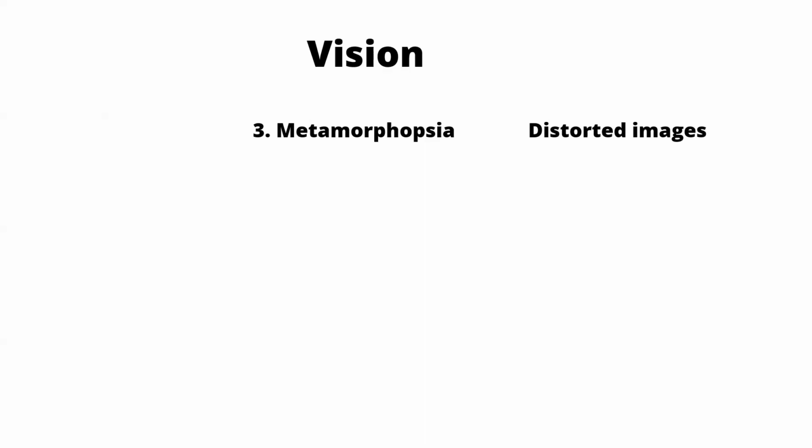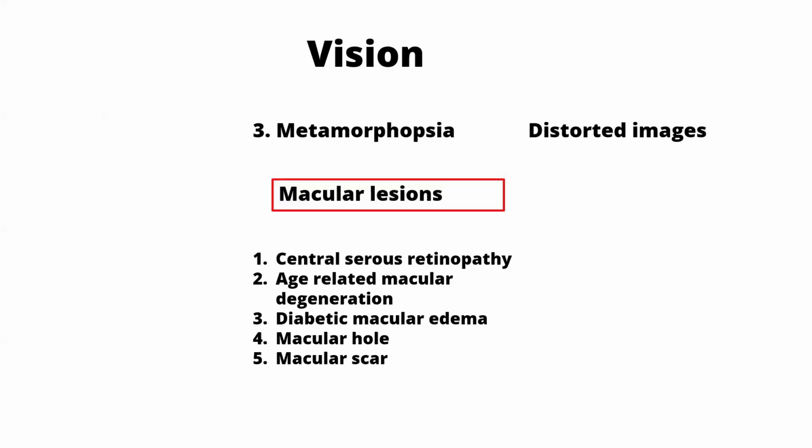Especially when a patient has uniocular pathologies, he says with one eye the images appear straight, a straight line appears straight, whereas with the other eye the same line appears crooked or distorted. Or with one eye, the patient sees that the images are either small or appearing large. So whenever a patient comes to you with this symptom, the only thing that you're going to think of is macular lesions. It could be central serous retinopathy, age-related macular degeneration, diabetic macular edema, macular hole, or macular scar.